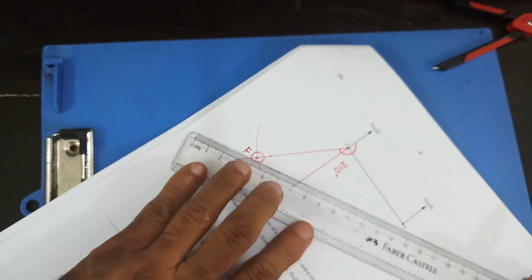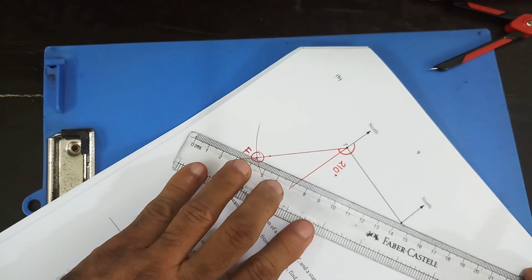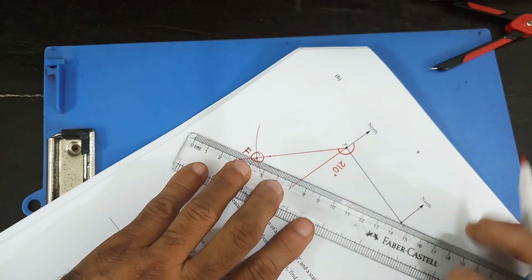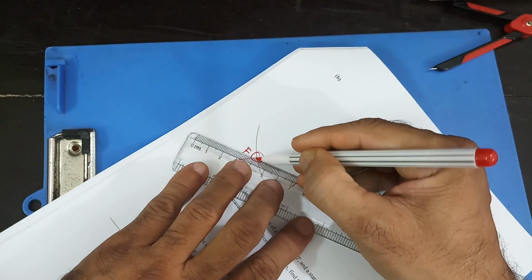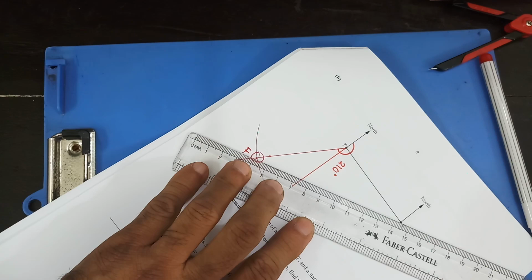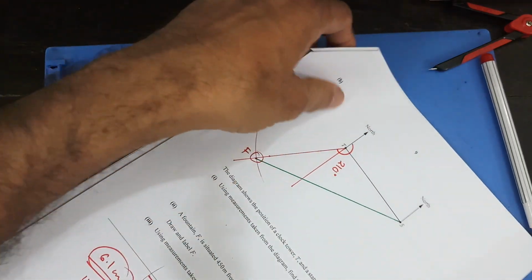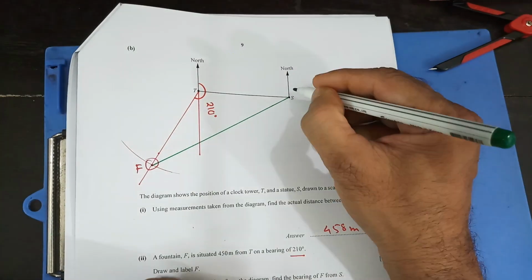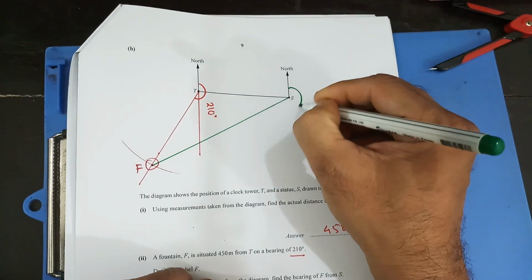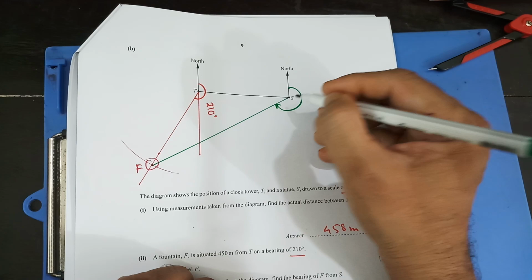F from S. So what I'm going to do is join this, join that. I'm going to use a different color and join this. So it says the bearing of F from S. F from S, so this one. Okay, that's what they're asking.